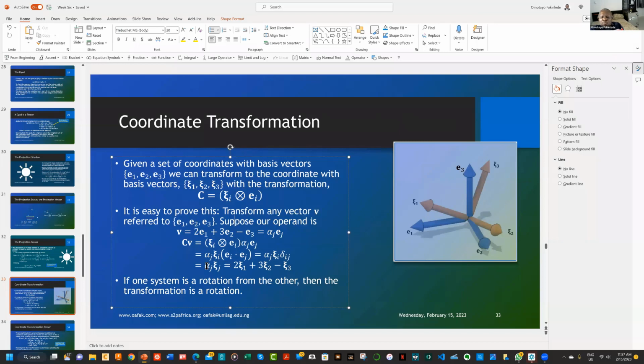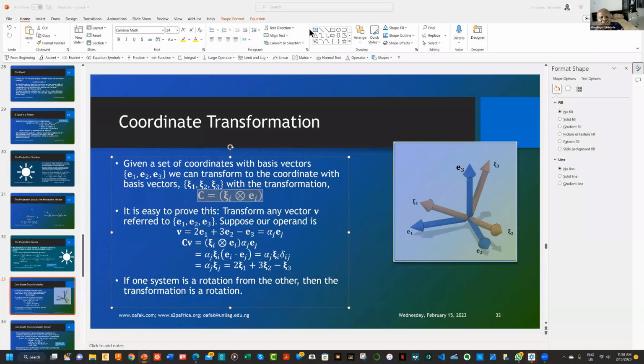Now, can we prove that the coordinate transformation is a tensor? In a single sentence, can anybody prove it? If I tell you to prove that this is a tensor, what will you do? Yes, James, you are right. We test it on a vector and we check whether it is linear, isn't it? Is that not what you are saying? Yes, James, I understand you.